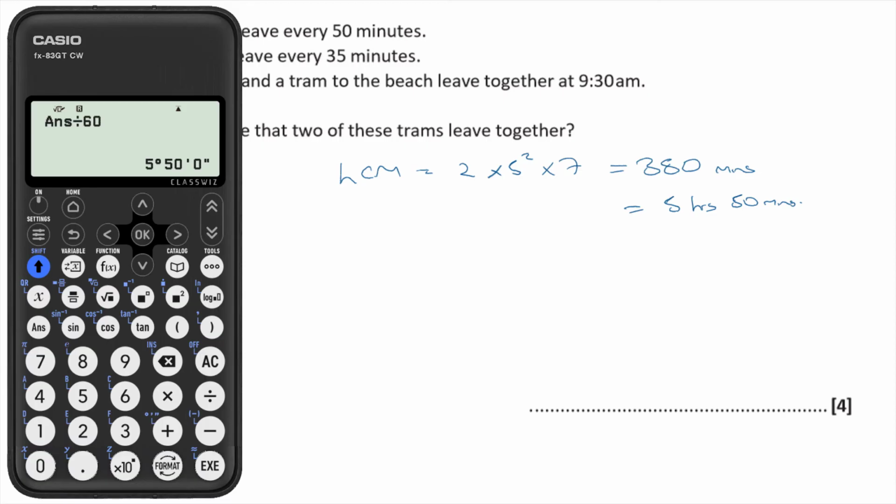Now we know that the tram leaves at 9:30. So what I'm going to do is add on 9 hours and 30 minutes to my current answer. So I'm going to press plus, and then add on 9, press the time key, and 30, and press the time key. So I'm adding on 9 hours and 30 minutes onto 5 hours and 50 minutes, and then I'm just going to let the calculator work it out for me. Again, I want that answer in sexagesimal mode, so I'm going to put that into the correct format, and you can see that I'm getting 1520. So add on 9 hours and 30 minutes, I get 15 hours and 20 minutes.